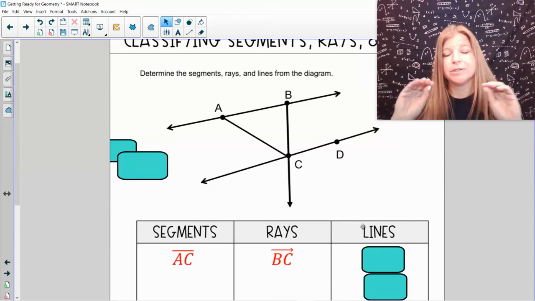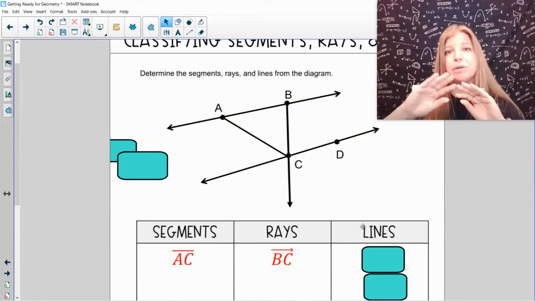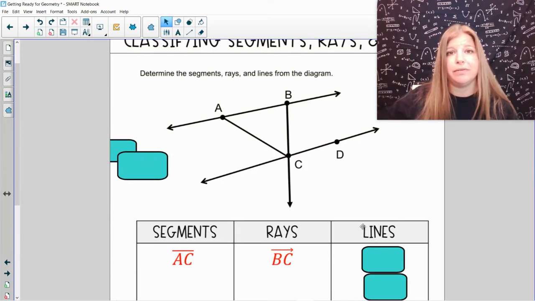Lines have arrows extending in both directions to show that it's extending on forever and ever and ever. There's no endpoint to it. On a line, we need two points. You need two points to make a line, and it doesn't matter what order I list these letters. So for example, I have point A and point B on the same line, and so I can call this line AB. I can also call this line BA.